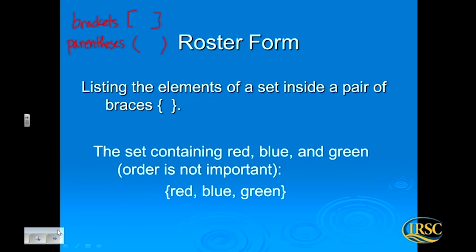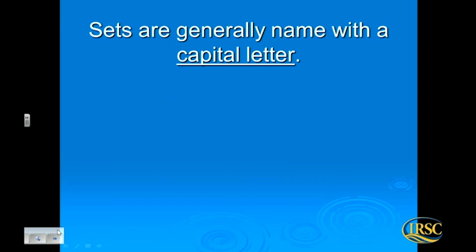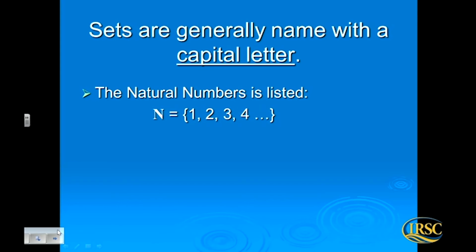All right, so I have several examples that are not on your handout. Oh, sorry. We have to go through one more vocabulary, I think, on there. So sets are generally named with a capital letter. The natural numbers is listed like this, with a capital N. And so notice we're using a capital for natural numbers, and then we put equals and the curly brace. So the natural numbers are also called the counting numbers because they start with 1, 2, 3, 4, and so on.